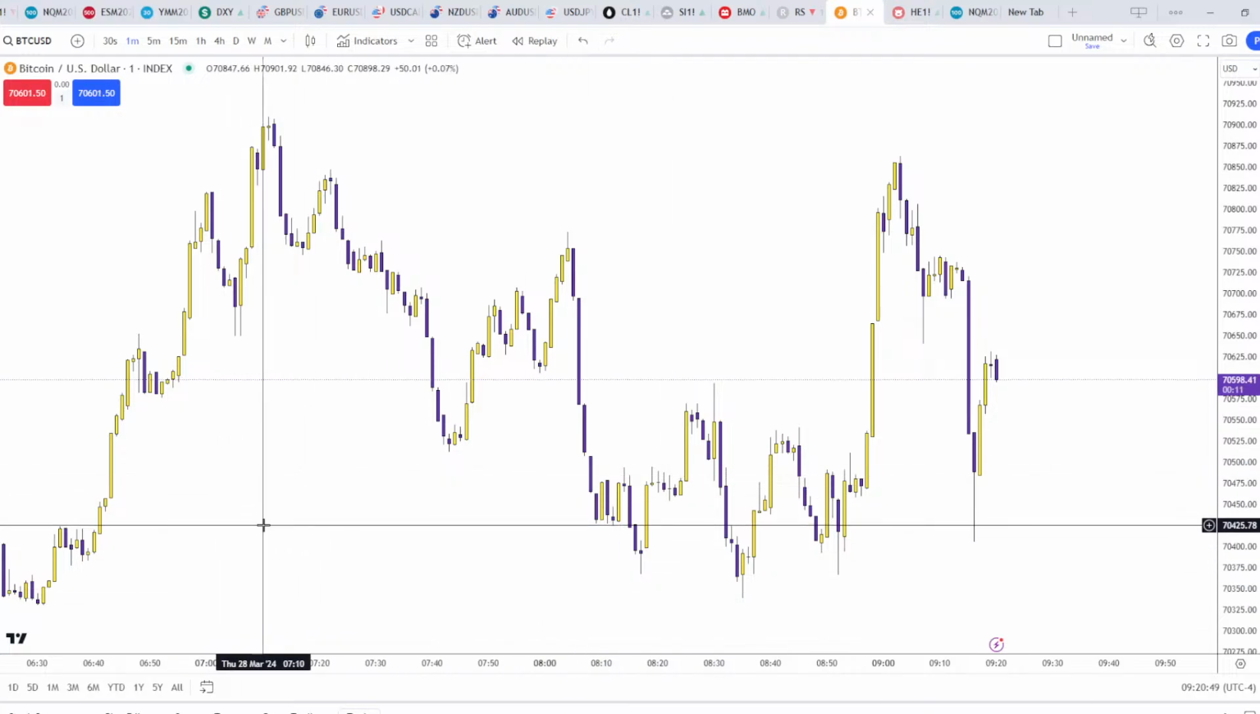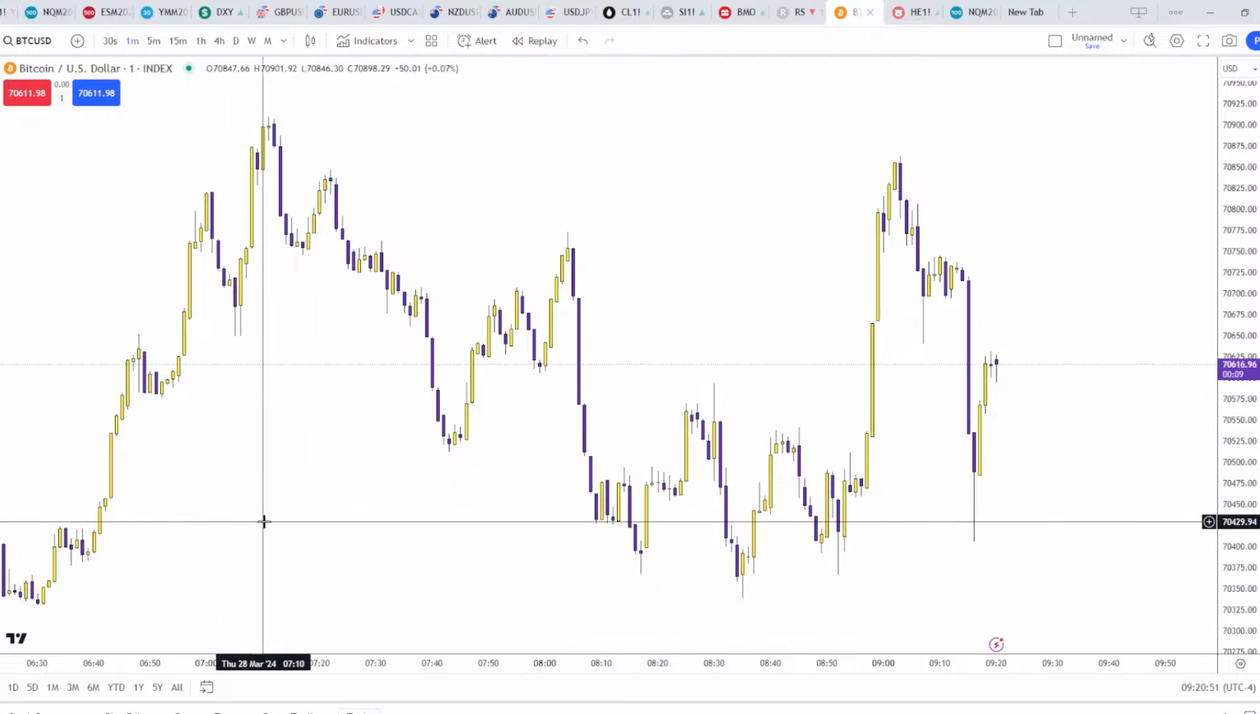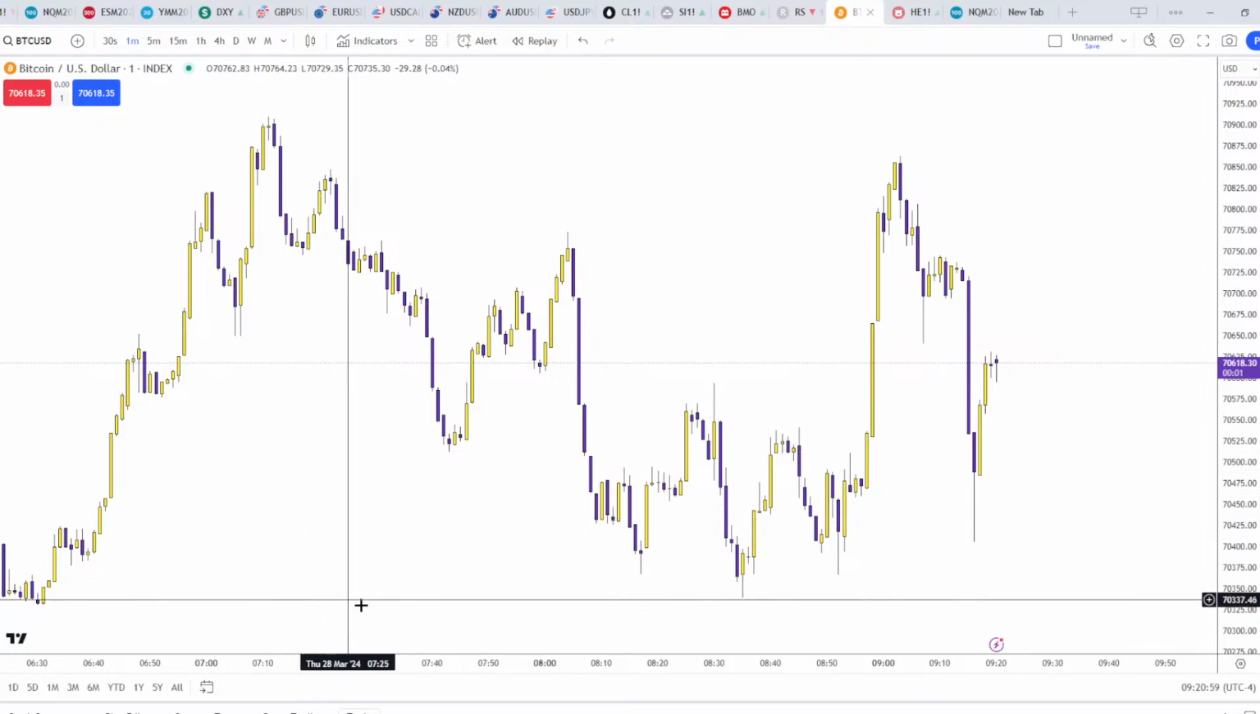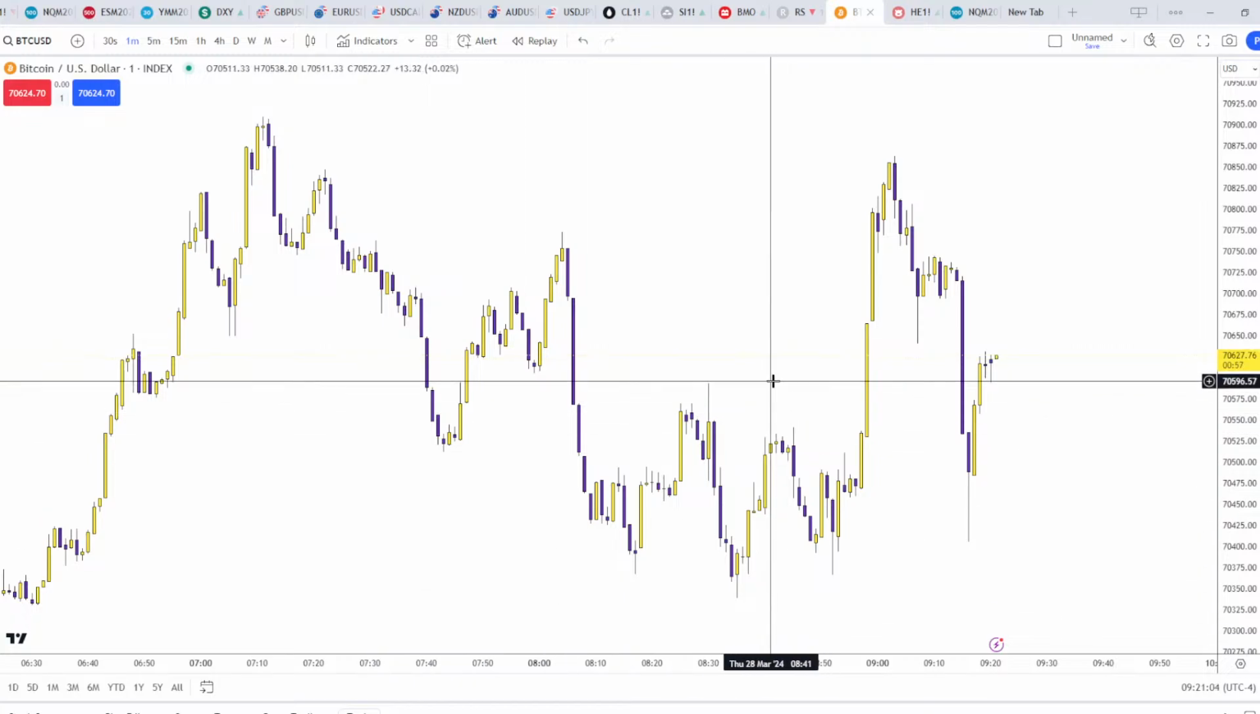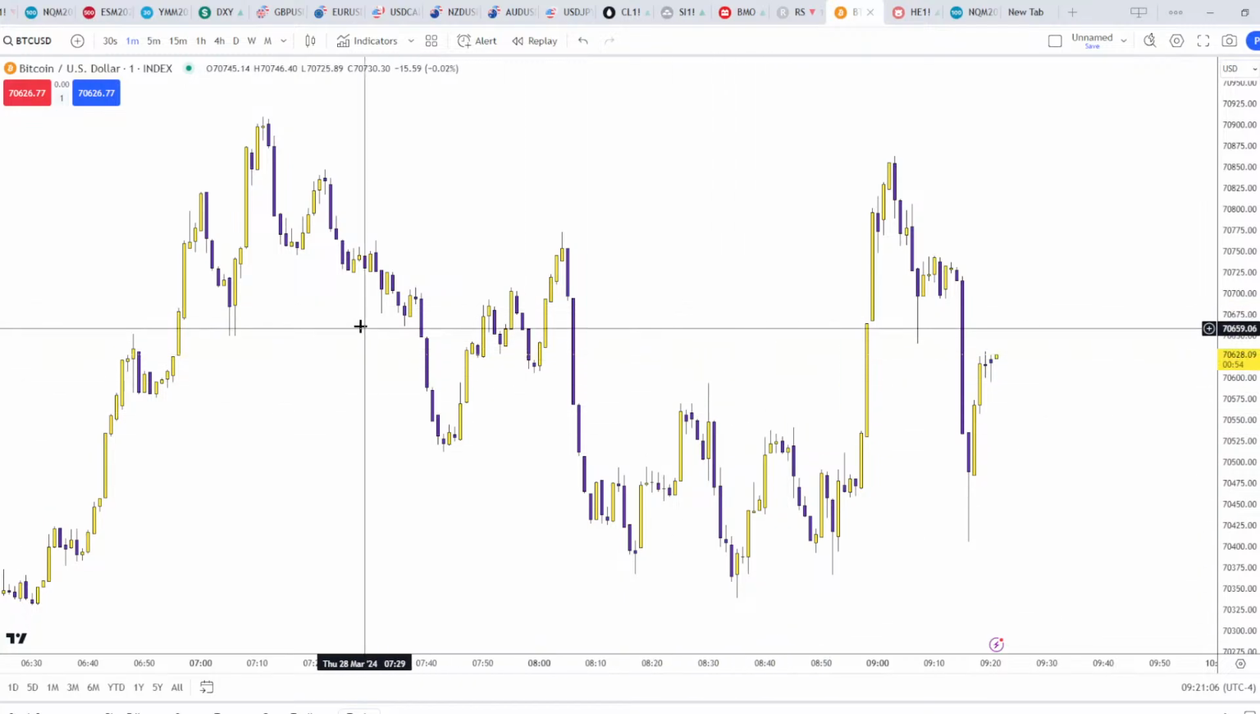I'll tell you, Bitcoin, if you want a market that's actually showing you some beautiful setups and it's clean. I know people say Bitcoin's all over the place, but I see nothing but really clean setups for longs and shorts. There's some really nice turns.